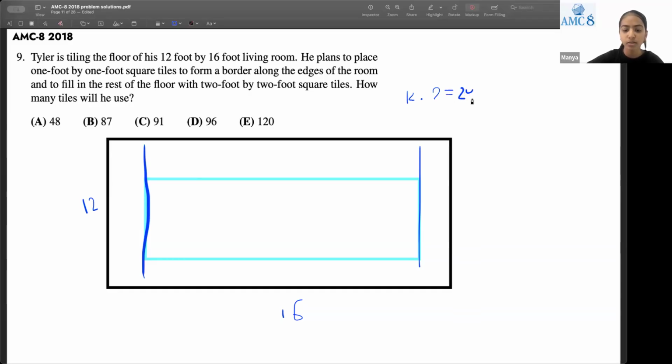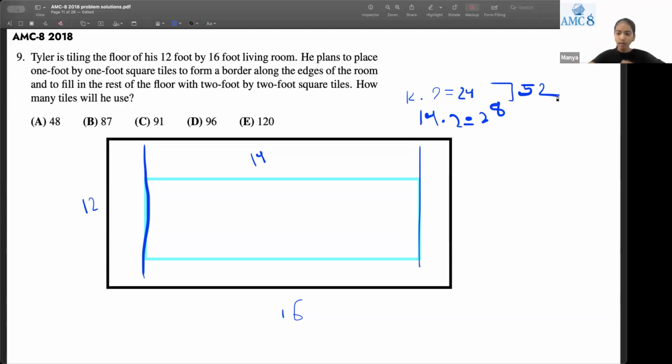Then we can also do 16 minus 2, which is equal to 14 here, since we already counted this corner and this corner, and each one is 1 by 1 foot. So 16 minus 2 is 14. We do 14 times 2, since it's the same on the top and bottom, which is 28. Adding 24 plus 28 gives us 52.